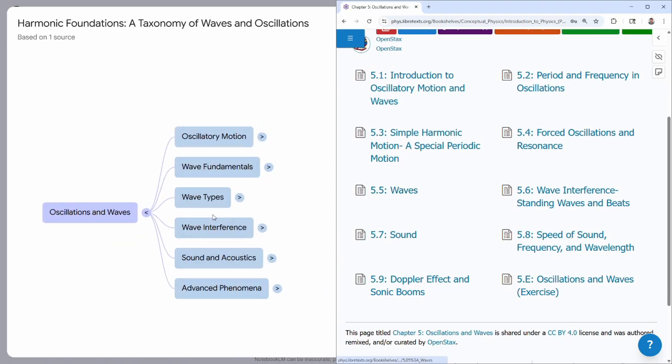I don't know why the mind map generated this way. The remaining wave sections are sections 5.5 through 5.9. And we don't really spend a lot of time on 5.9, so the number of sections are kind of even. But the waves are a pretty important topic.